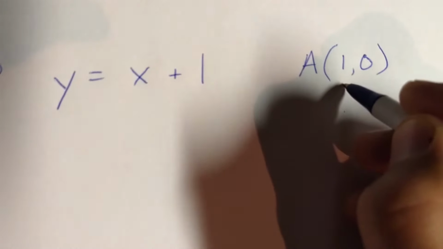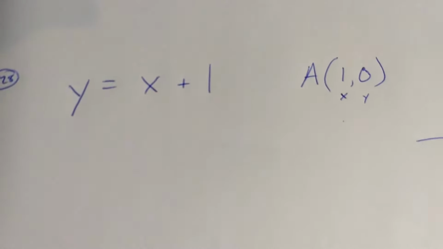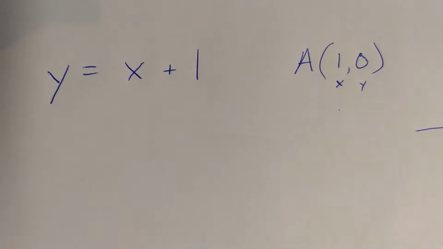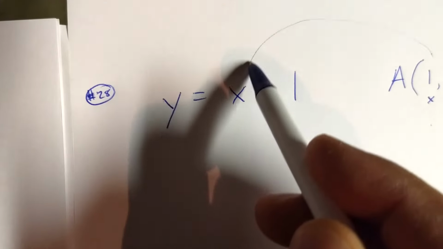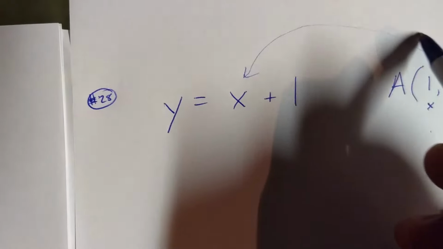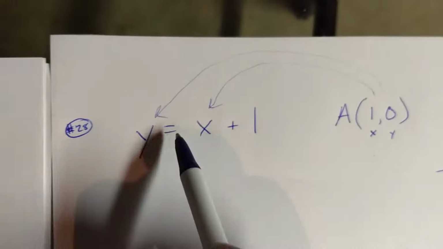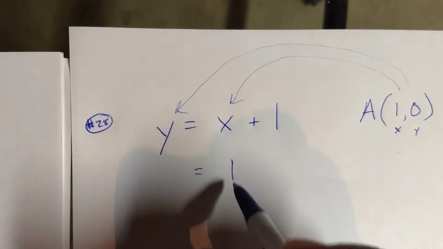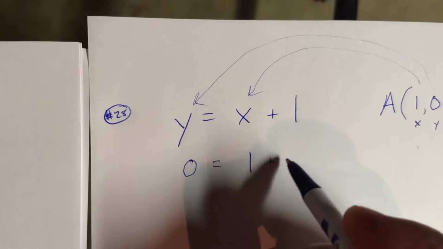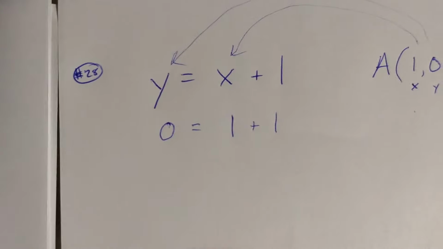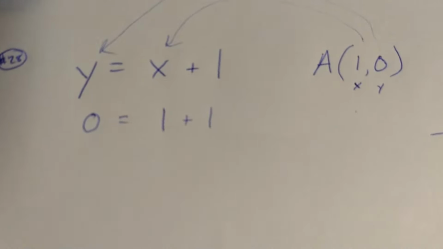And of course this point, 1 is really our x coordinate and 0 is really our y coordinate. All we're going to do then is substitute this in and see if the equation holds true. So when I plug 1 in here for x, it's going to go there, and when I plug 0 in for y, it's going to go here. The equation would look like that: 0 equals 1 plus 1. Well, 0 doesn't equal 1 plus 1. 0 equals 2 doesn't make any sense.